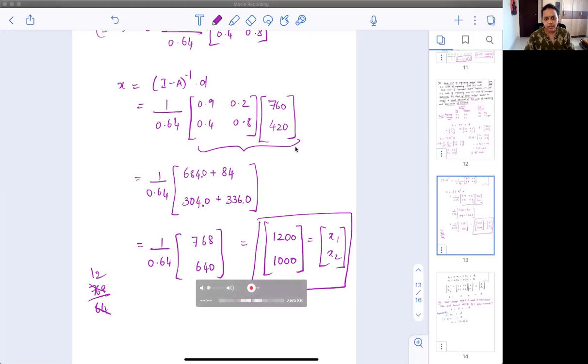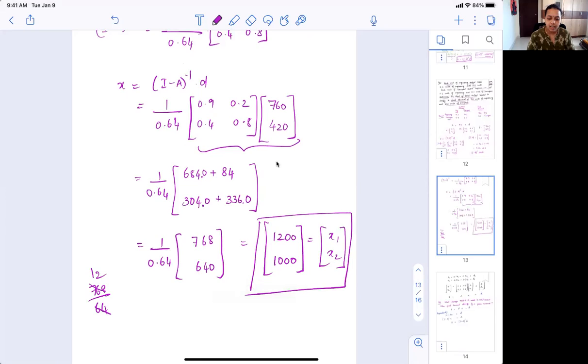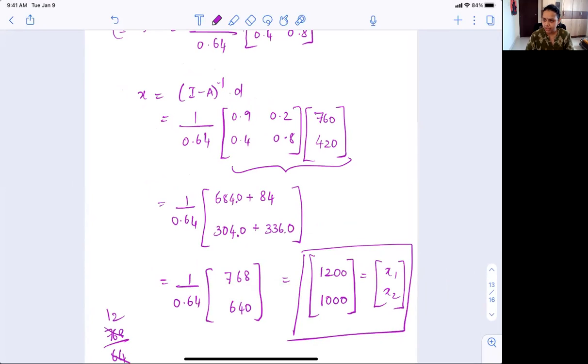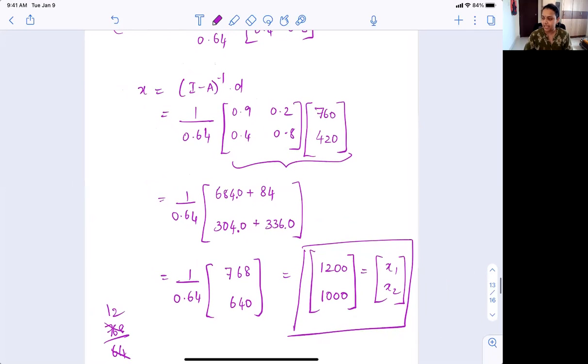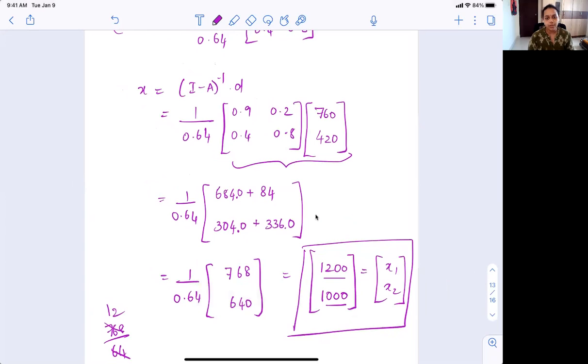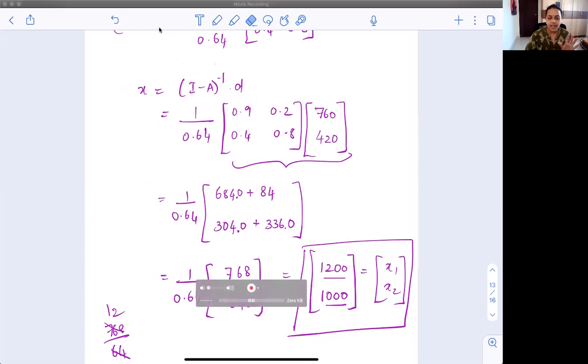We just have one more thing to do, and we'll just have one more question to answer, and I will take that up in the next video. So let me just quickly check if my answers to this problem are right. Yes, they are. So this is 1200 units of output for engineering and 1000 for the transport. So I'll see you in the last and final video of input output analysis.